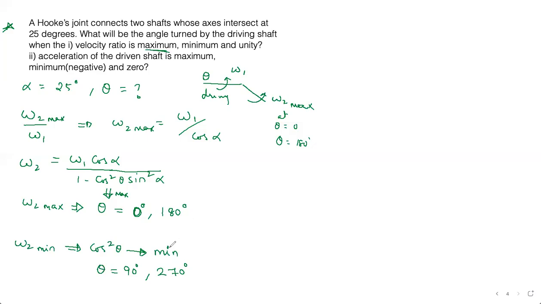So this is the minimum. It means when theta is at 90 degrees, you will have minimum of omega 2, and at theta is equal to 270 also, you'll have minimum value of omega 2. So this problem is also solved, minimum. Now the next case we have to check is when velocity ratio is unity. When is the velocity ratio unity? Omega 2 by omega 1 should be equal to 1.